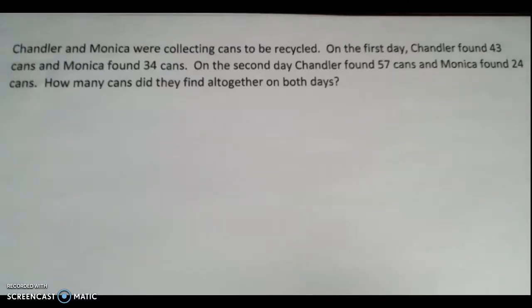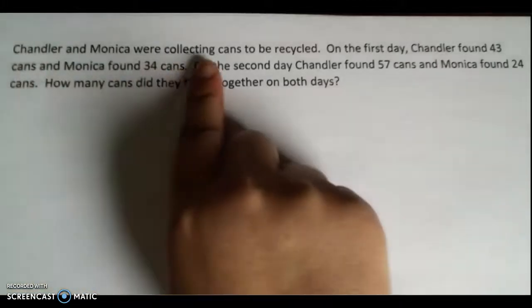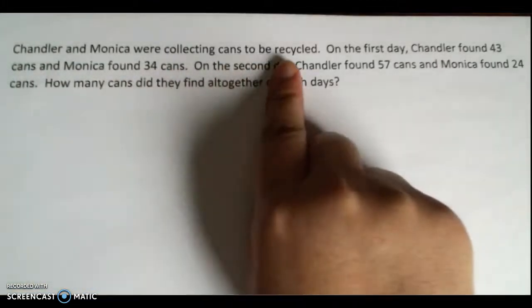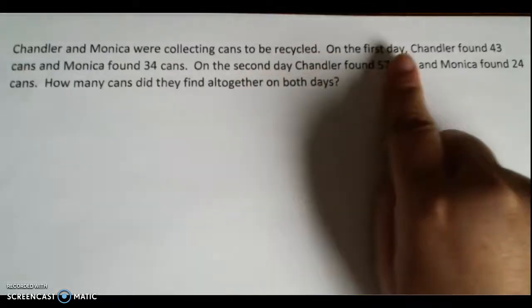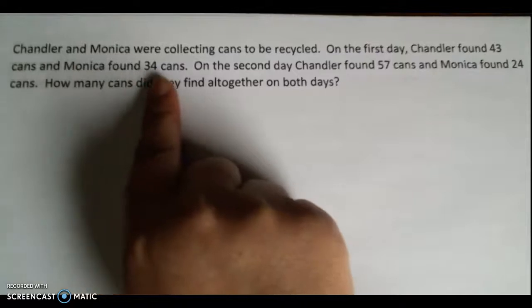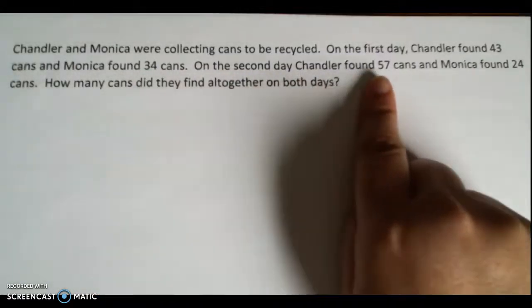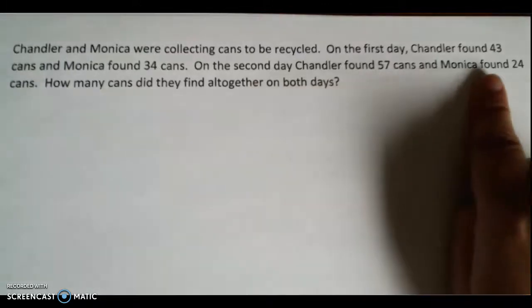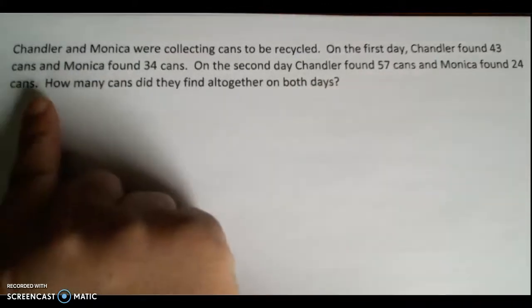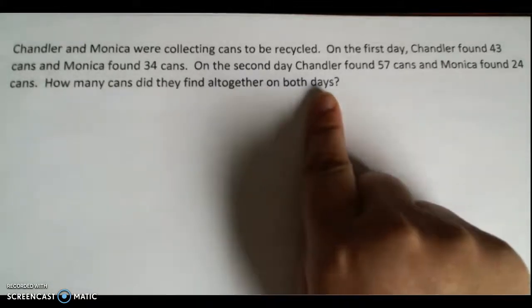The word problem is: Chandler and Monica were collecting cans to be recycled. On the first day, Chandler found 43 cans and Monica found 34 cans. On the second day, Chandler found 57 cans and Monica found 24 cans. How many cans did they find altogether on both days?